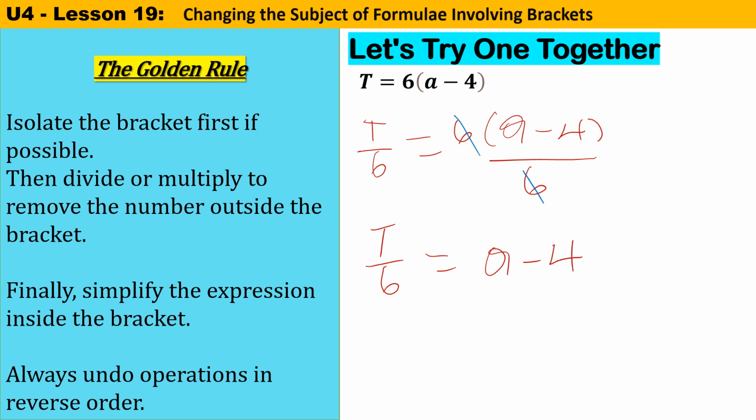And from here we're minusing 4, so we're going to add: t over 6 plus 4 equal a. And you can rewrite your equation to say that a is equal to t over 6 minus, sorry, that should be plus 4. And that's your answer. If it's possible for you to simplify, you simplify the final expression. If not, you leave it as it is.